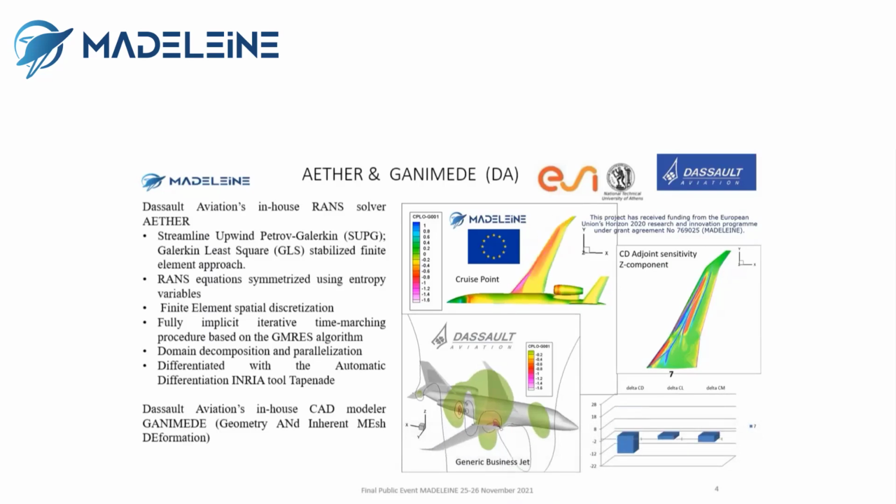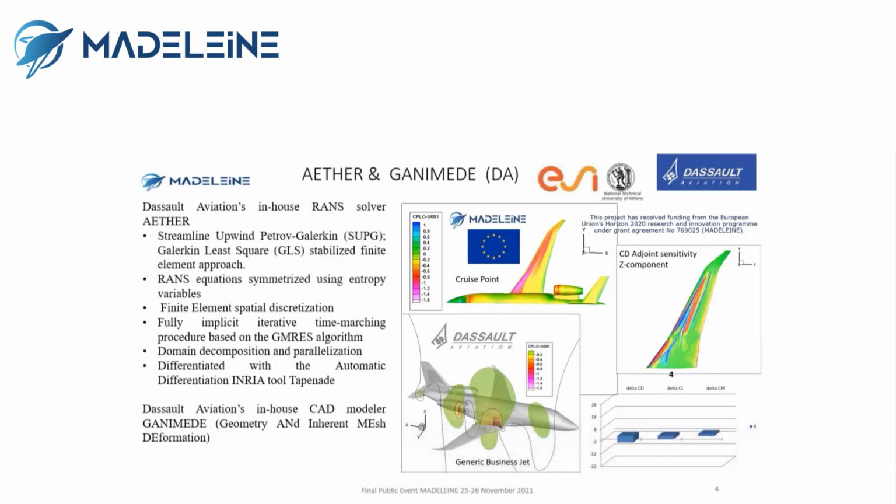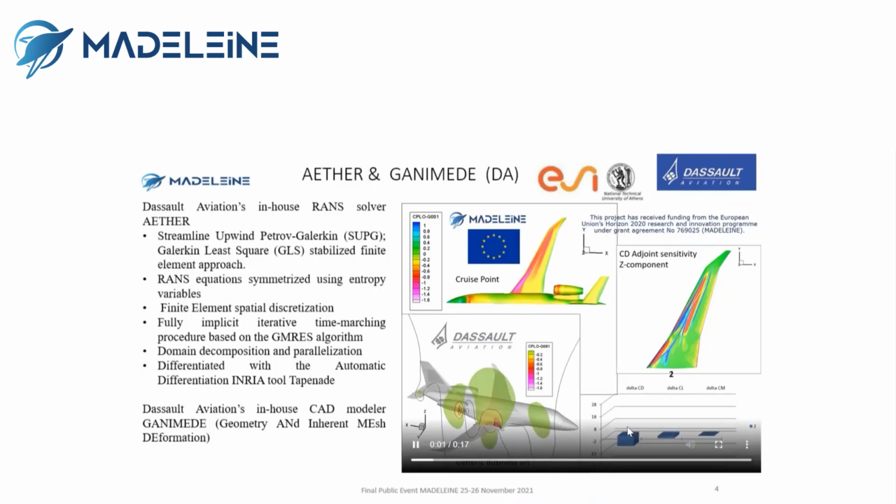Our gem at Dassault is the CAD modeler Ganymede. Ganymede has been built by my colleague Stephen Kleinwand. It was 20 years of work, and it is fully differentiated and able to manage all the parameters needed by an aerodynamic engineer, like sweep angle, twist angle, camber, and so on.